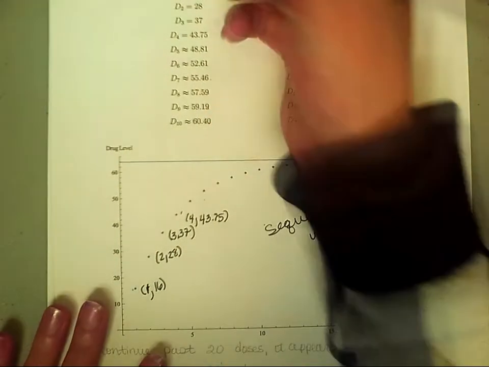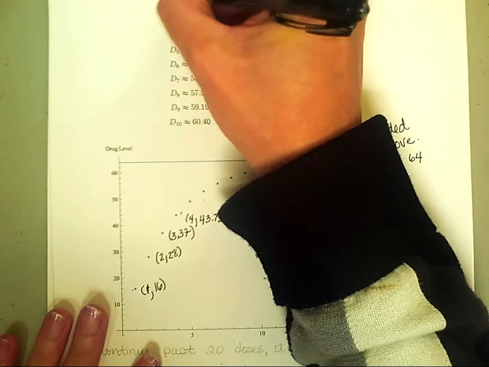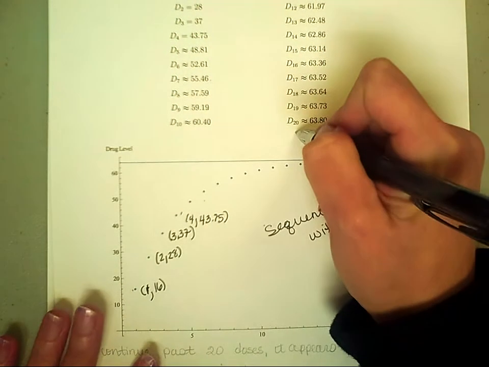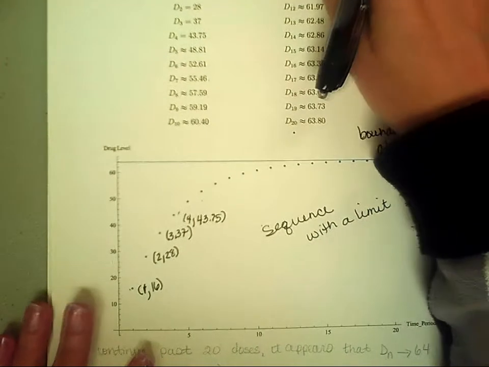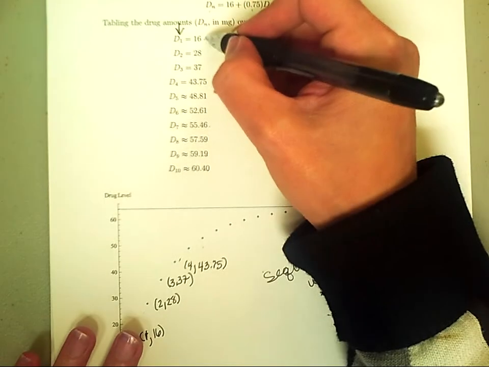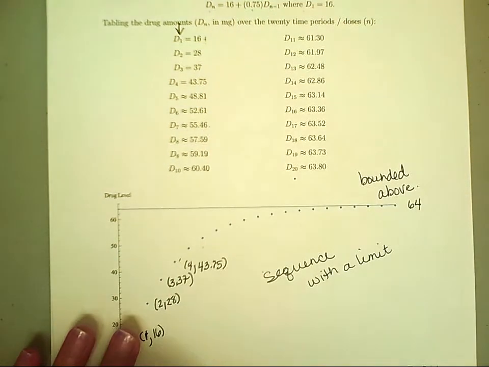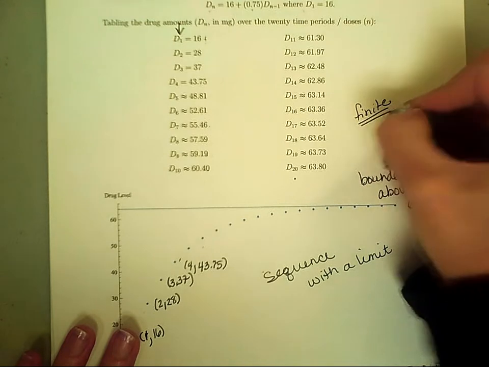Okay, so for example, here, D1, D3, all of these through D20. Okay. This is a finite sequence. Then they have a corresponding part with the 16, 28, 37, etc., etc., etc. This is a finite sequence. That is, it ends.